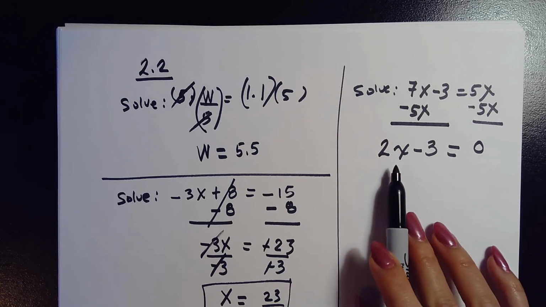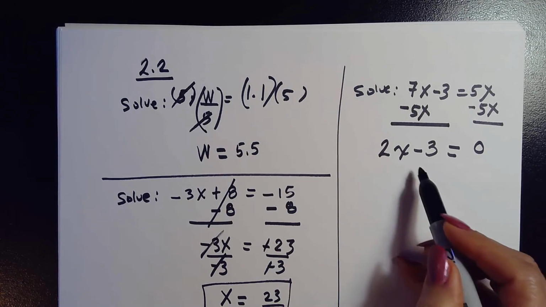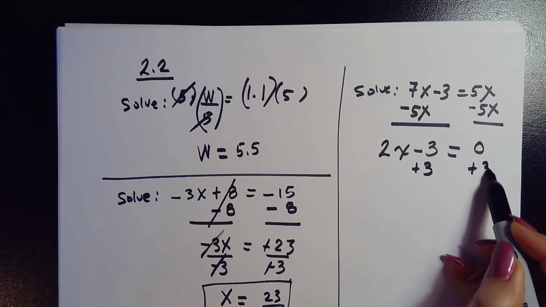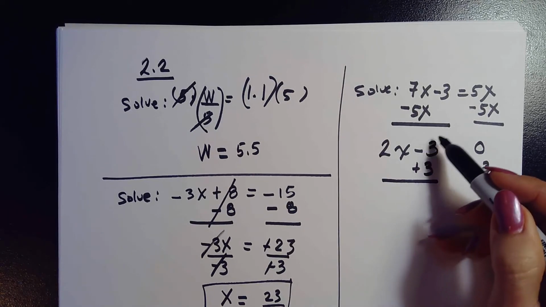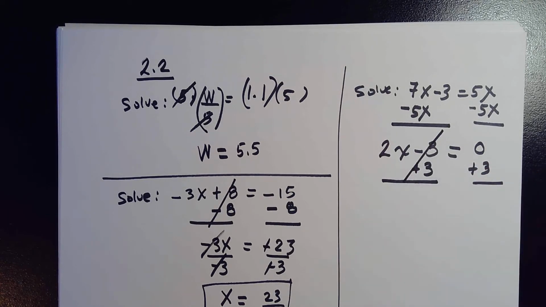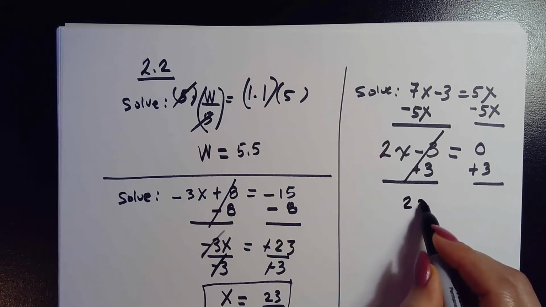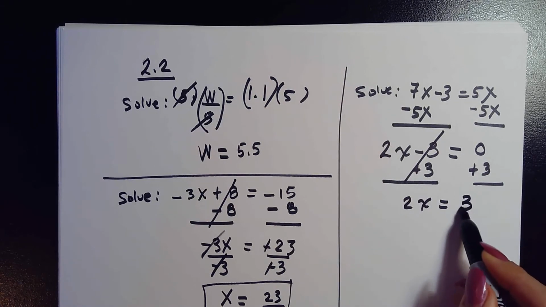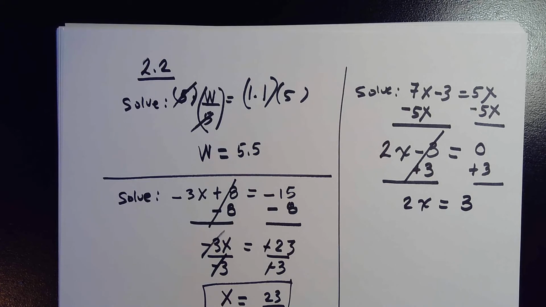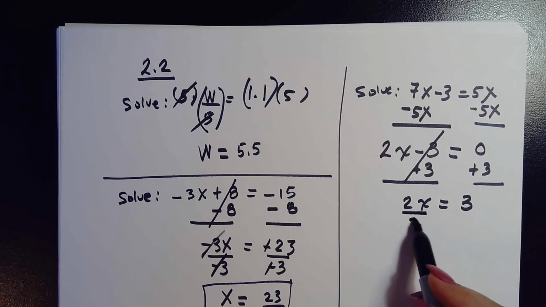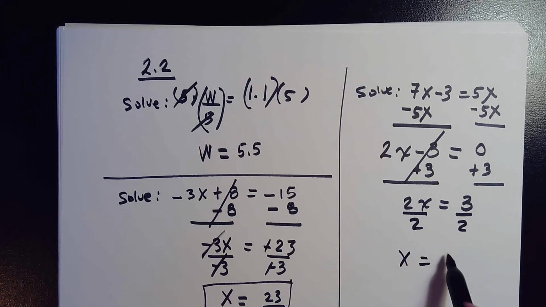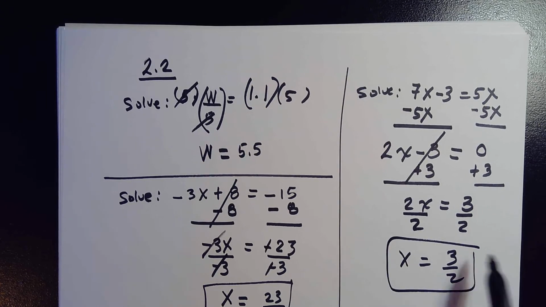Now, you want to move the negative 3 to the right. So I'm going to add 3 to both sides, which will get rid of the negative 3 here. Negative 3 plus 3 equals 0. Bring down the 2x, which will equal 3, right? And then the last step is to divide by 2. And so the answer is going to be 3/2. Okay? 3/2 as the answer.